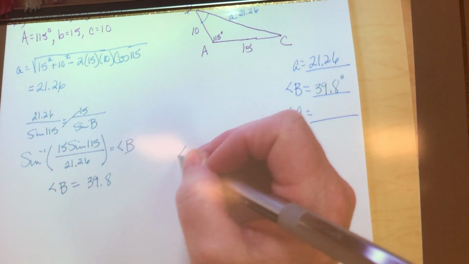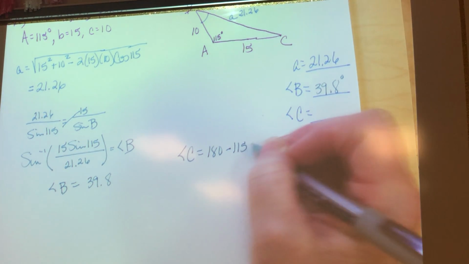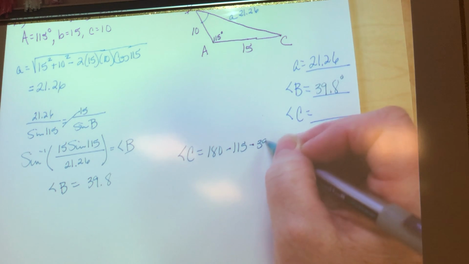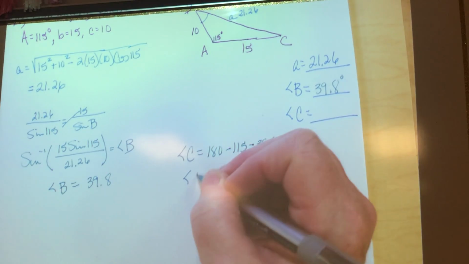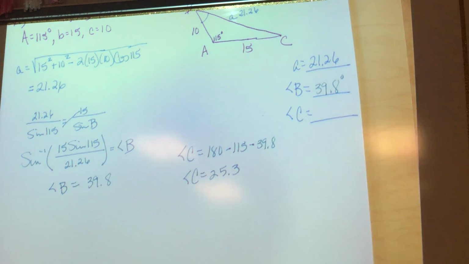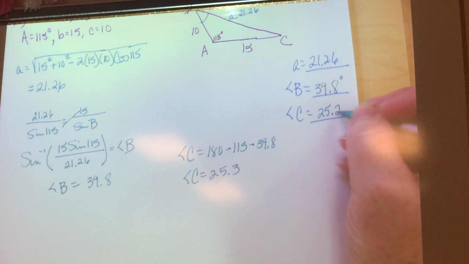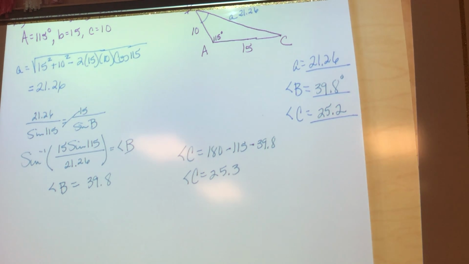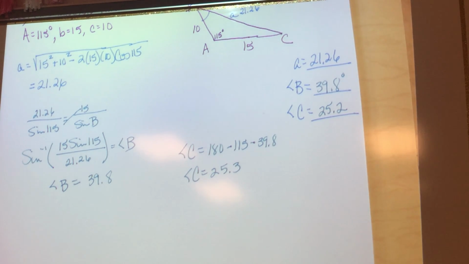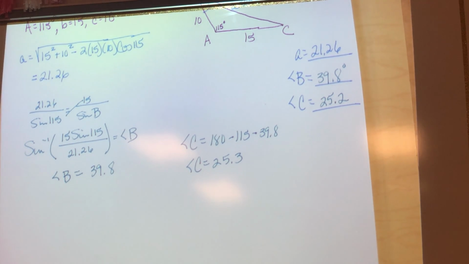Now, let's do angle C. Angle C is 180 minus A, 115, minus B, 39.8. So angle C is going to be 25.3. No, sorry, it's 25.2. I got two 5s, so I rounded up. All right, anybody got a question?